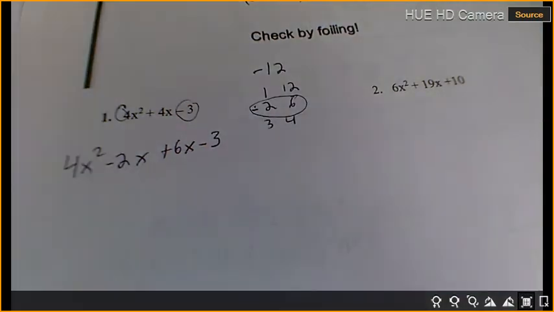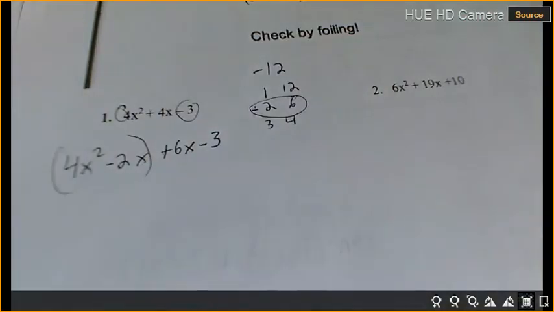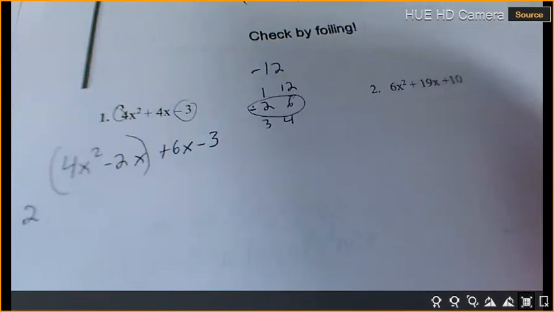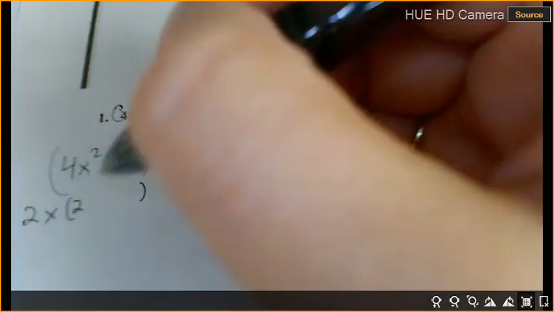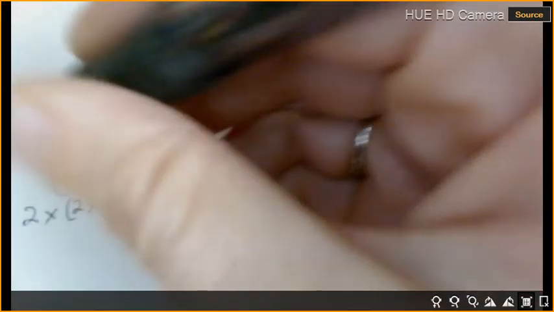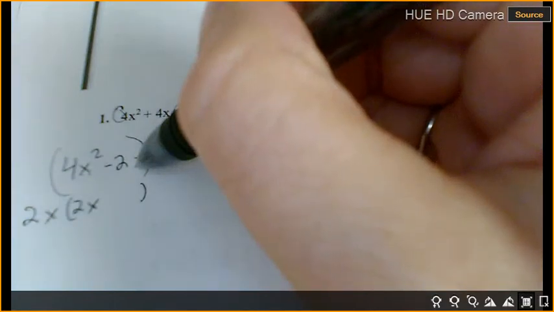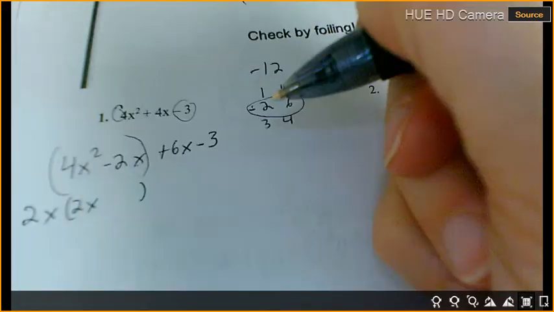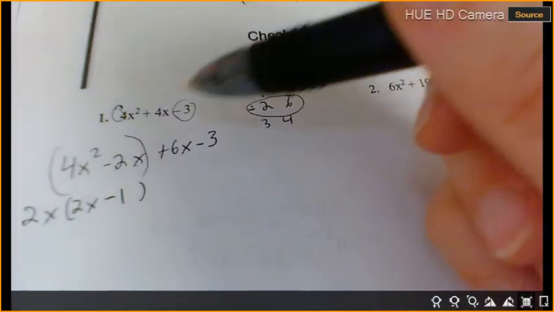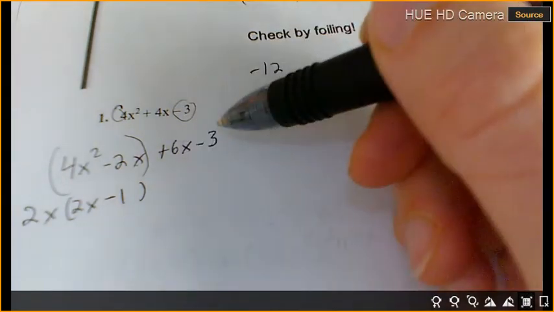Okay. Now, what can I pull out of 4x squared and negative 2x? Pull out a 2. 2 at what? 2x. And what am I left with? 2 times what gives me 4? 2. X times x, what gives me x squared? 2x times what gives me negative 2x? Negative 1. Good.